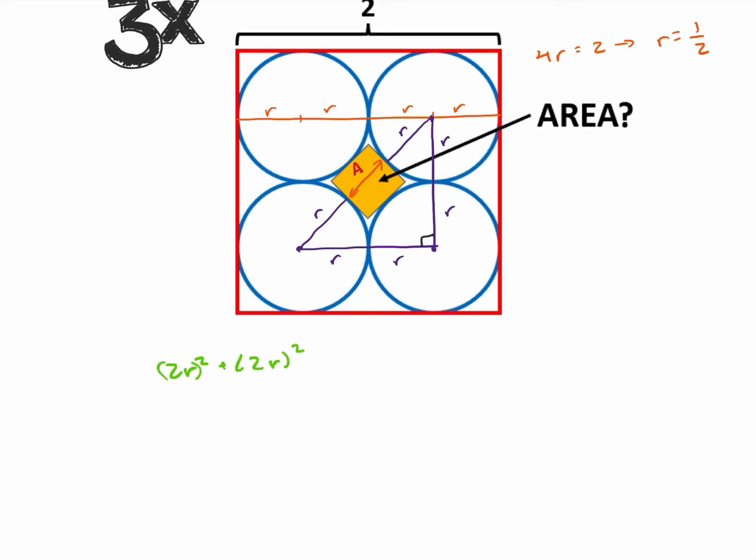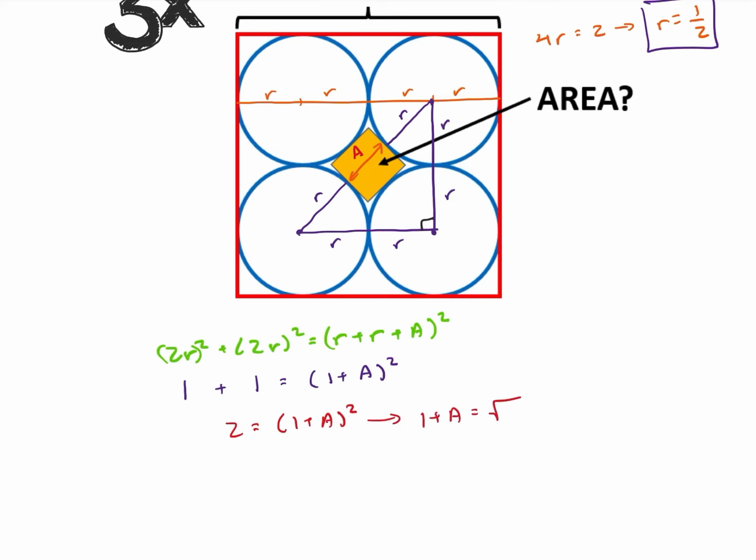But what do we know? We know that, as we just showed, r is equal to 1/2. So what this equation really says is 1 squared, which is 1, plus 1 squared is equal to (1 plus a) squared. Let's solve for a. We're going to get 2 is equal to (1 plus a) squared. We know the length a is going to be greater than 0, so the quantity inside is going to be greater than 0. So we can go ahead and say 1 plus a, taking the root of both sides, is going to be the square root of 2. So a is going to be equal to the square root of 2 minus 1.